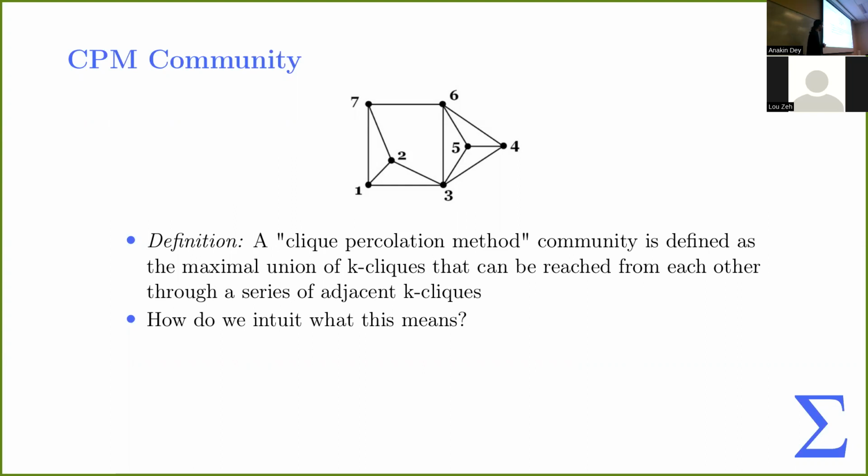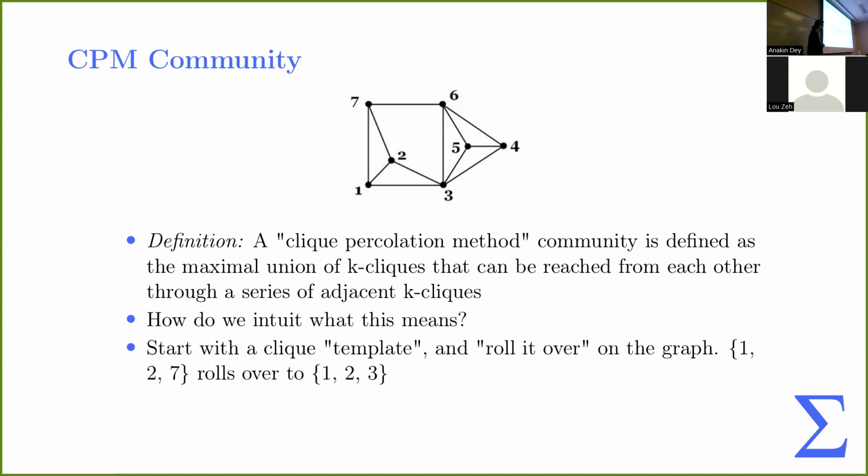And so you're sort of connecting all of the adjacent cliques of the same size together. How do we intuit what this means? Start with a clique in your mind, and you can do this thing where you roll it over in your mind. So if you take 1, 2, and 7, get rid of 7, put 3. That still works. So these are adjacent and they form a sort of clique community.